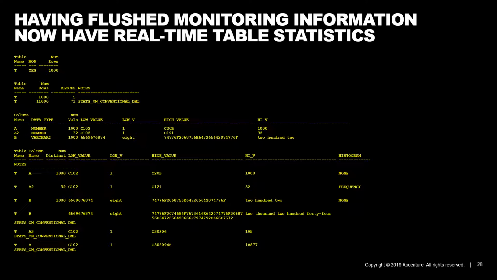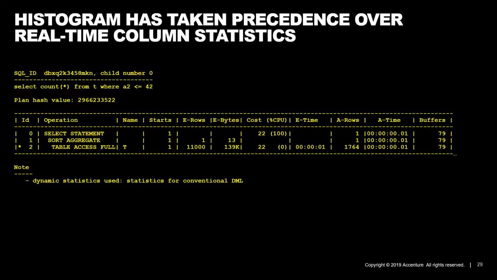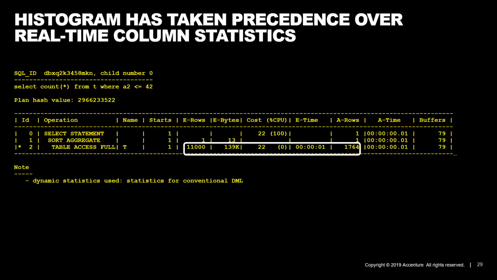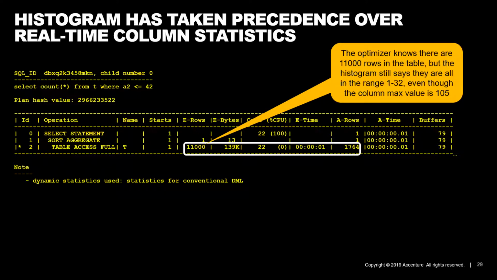So now I've flushed the real-time statistics, and I have real-time statistics at table level that tells me I've got 11,000 rows on the table. I'm going to repeat my query. I still have my note that tells me I've got real-time statistics, but now the estimate is 11,000 rows, although the actual, of course, is still 1764. Well, the optimizer knows that there are 11,000 rows in the table.